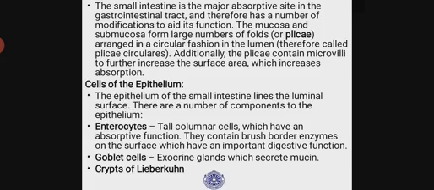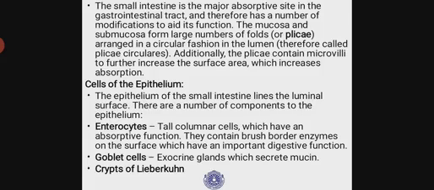Coming to the cells of the epithelium, the epithelium of the small intestine lines the luminal surface and there are a number of components to the epithelium. The cells are as follows: enterocytes. These are tall columnar cells which have an absorptive function and they contain brush border enzymes on the surface which have an important digestive function. The next type will be goblet cells, the exocrine glands which secrete mucus or mucin.